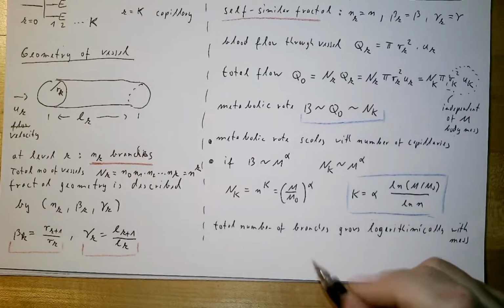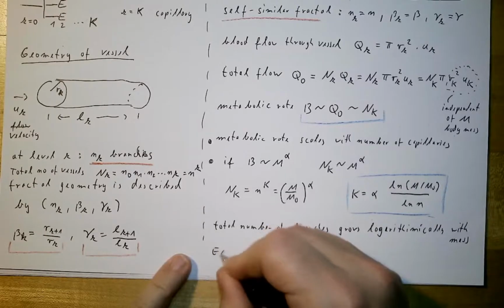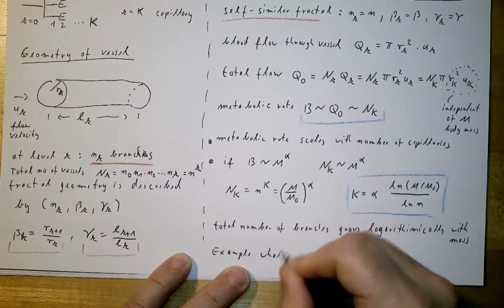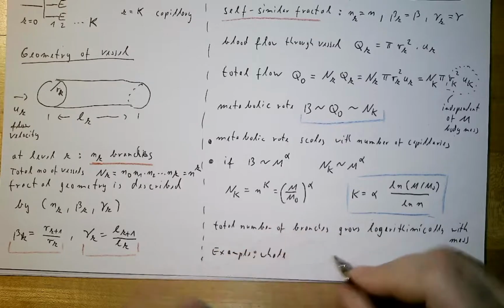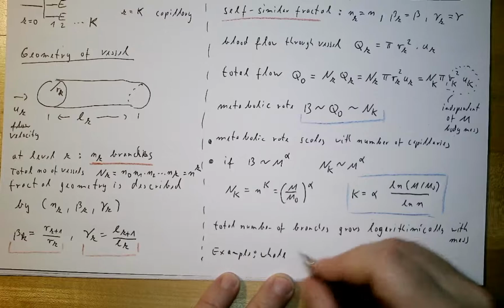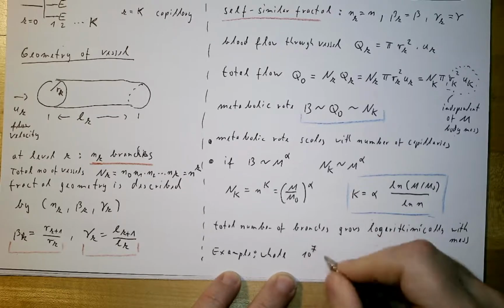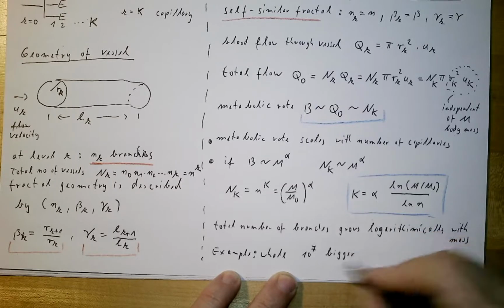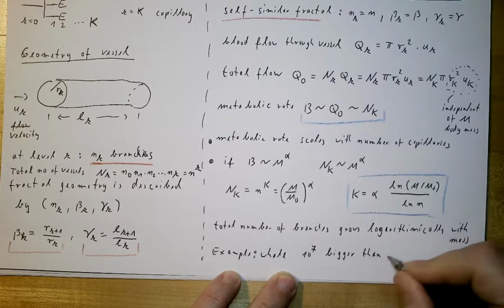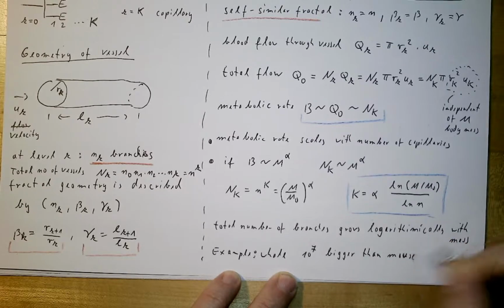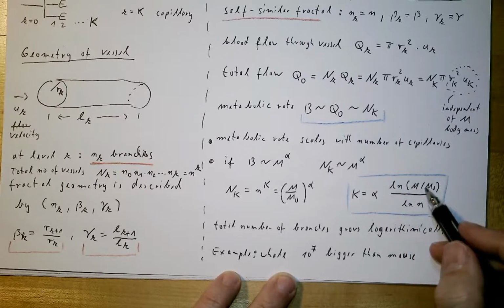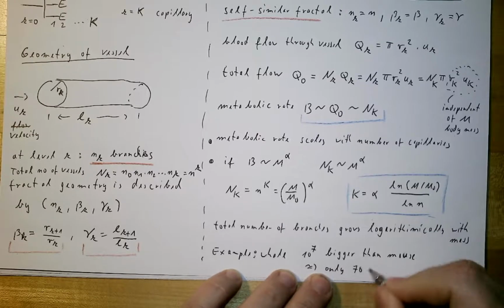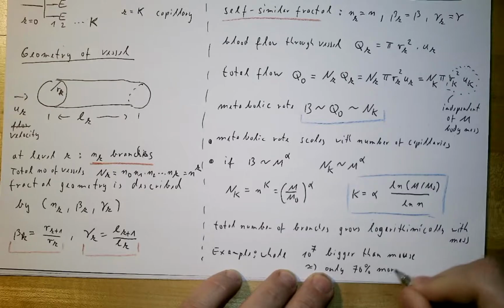And for example, if we take a whale, which is still a mammal, right? Bigger than the elephant. This is 10 to the 7 heavier than a mouse. But here we have a logarithmic thing. This means only 70% more branchings.